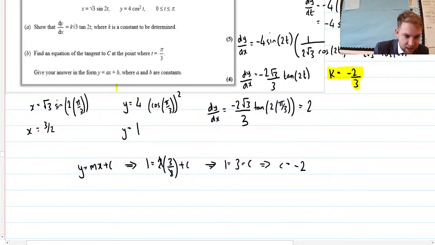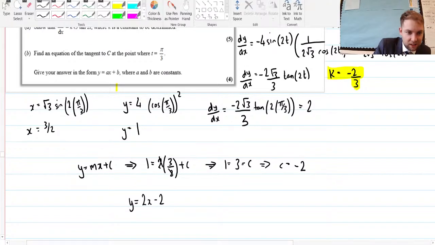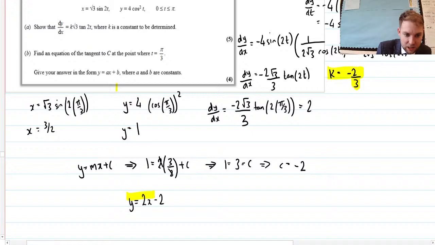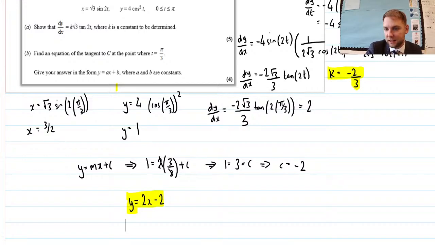So in which case it's going to be y is equal to 2x minus 2. Look at that, nice at the end. All came good. I do like it when that happens. Hope that's right now. I'll give you a second to get that down.